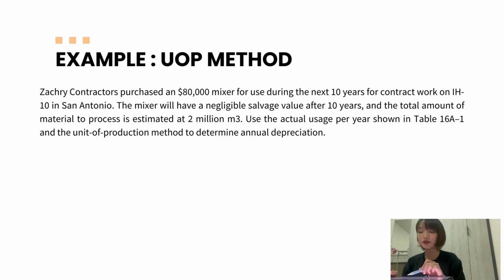A contractor purchased an $80,000 mixer for use during the next 10 years for contract work on IH-10 in San Antonio. The mixer will have a negligible salvage value after 10 years, and the total amount of material to process is estimated at 2 million cubic meters. Use the actual usage per year shown in Table 16A/1 and the unit of production method to determine annual depreciation.